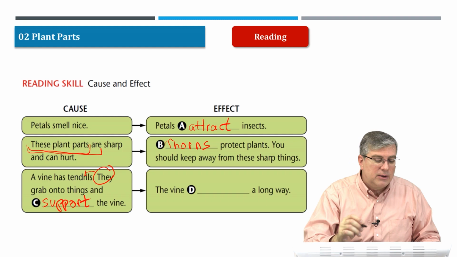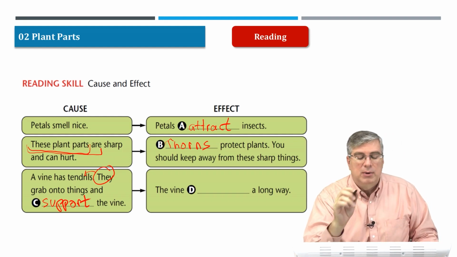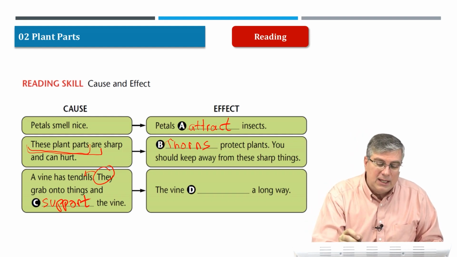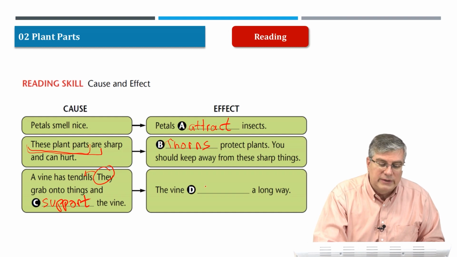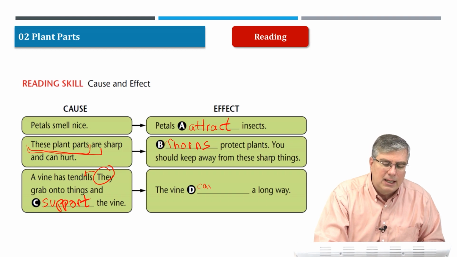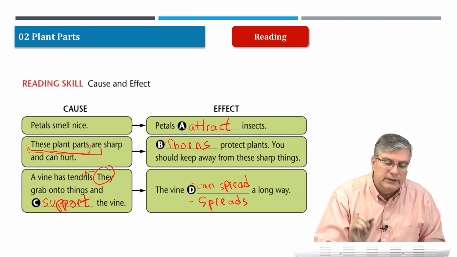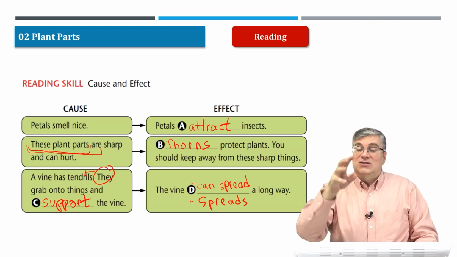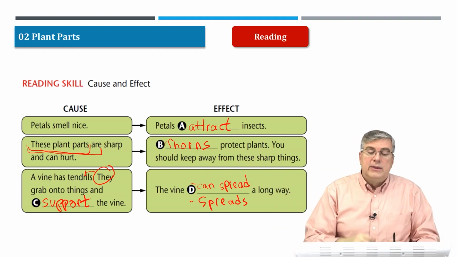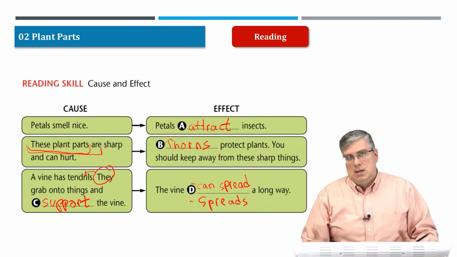Do you remember the vocabulary for that? Yes, it is spread. But we need another word here. The vine, well, you could just put supports, I guess. But you can also put the vine can. Well, let's put can. Can spread. That's one way. Another way, the vine spreads. So you have 2 possibilities. Okay, so the vine can spread a long way, or the vine spreads a long way.